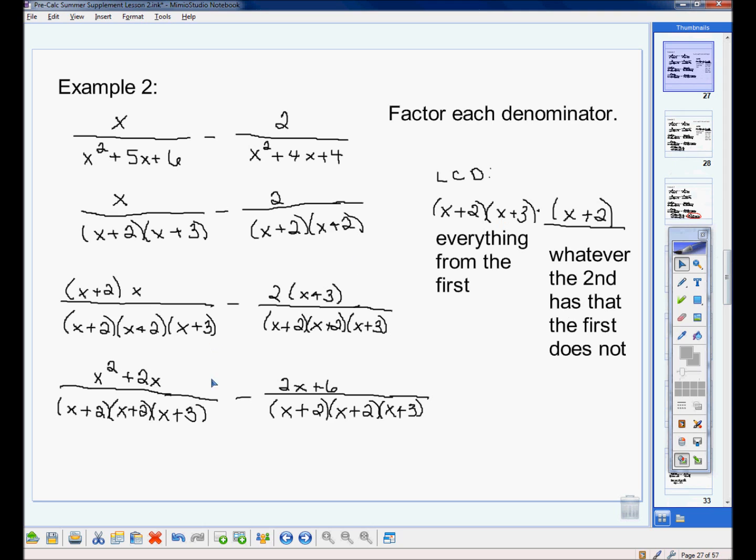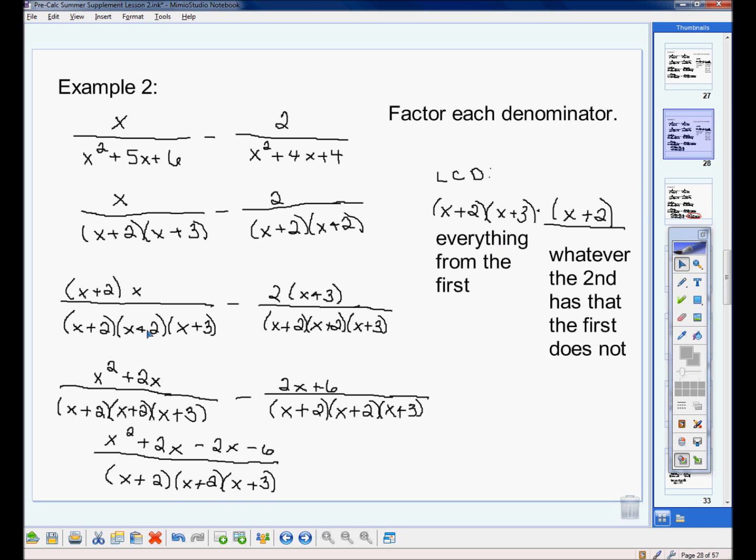Then when we rewrite this, we need to keep in mind that this minus here applies to both the 2x and the plus 6. So we're going to be subtracting both of those. x squared plus 2x minus 2x minus 6. And they're gathered then over the same denominator. That's the whole reason that we do common denominators in the first place.